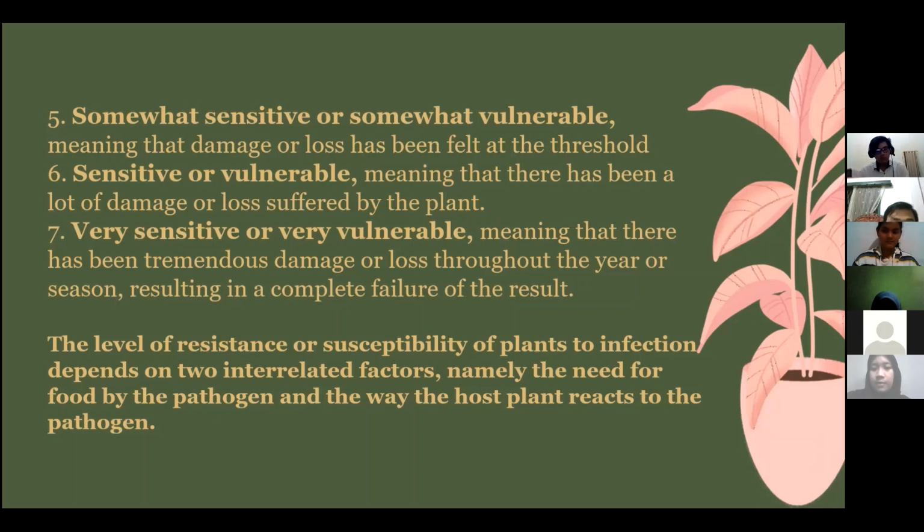The level of resistance or susceptibility of plants to infection depends on two invariable factors, namely the need for food by the pathogen and the response to the pathogen.